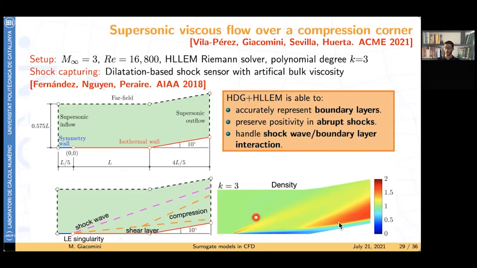But here I'm reporting the solution computed using polynomial of degree 3 with HDG and HLLEM. And we have an accurate representation of boundary layers. The shocks are represented using a positivity preserving method, and we are able to handle the interaction of these phenomena. So in the context of compressible flows, HLL type Riemann solver offers a lot of advantages with respect to other Riemann solvers in the context of HDG.